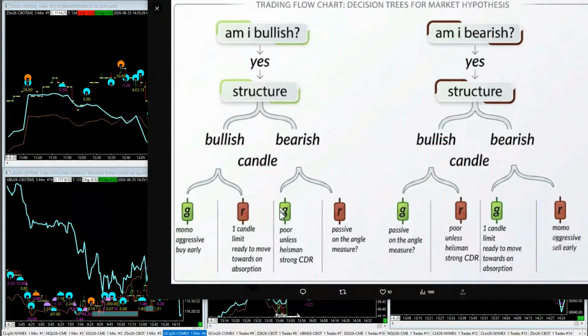If you're bullish and the structure's bearish, but you get a green candle, this is probably the poorest trade setup you can get, unless you're really tight to a lean, like a CDR reversal or a cumulative delta reversal or a Heisman trade entry type process. You do not want to be buying those types of trades from the tipping price area. These types of trades are really poor outcomes for tipping price trading.